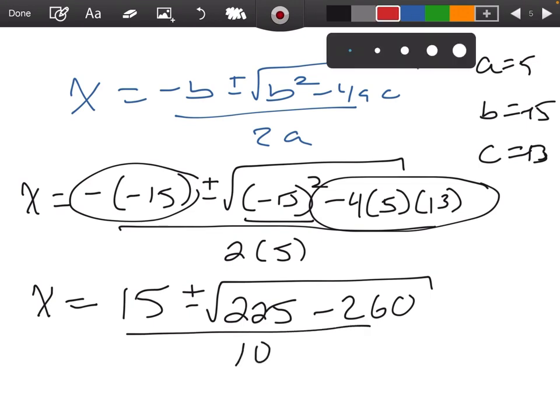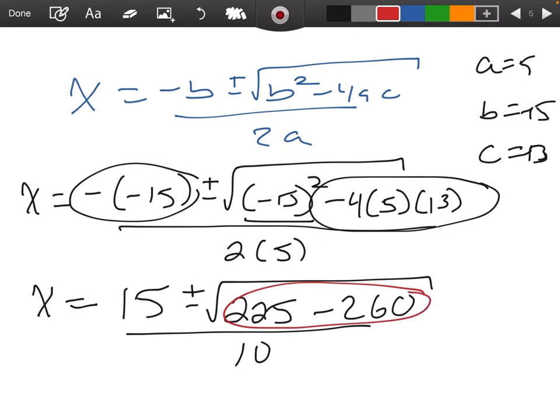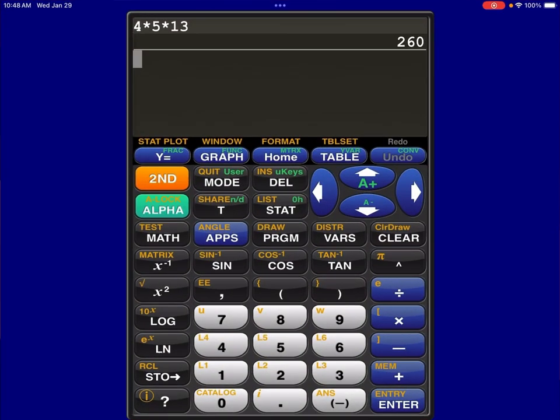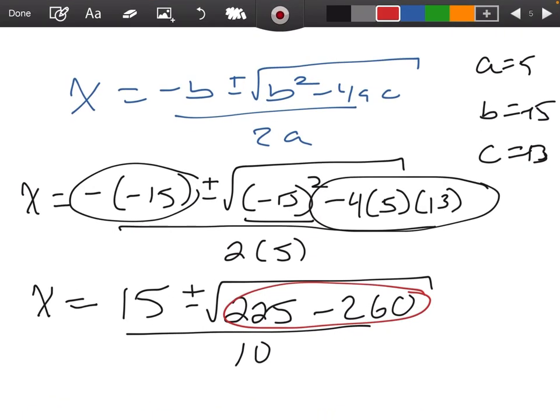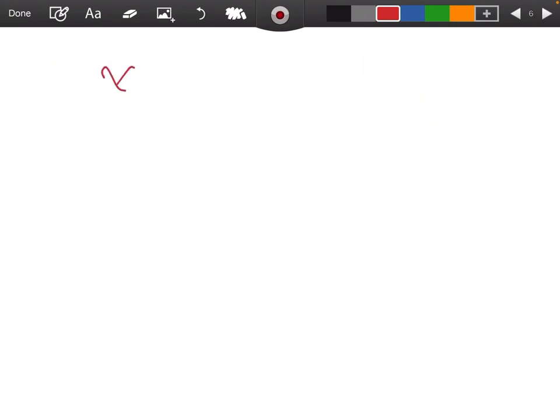I'm going to go ahead and simplify this part right here. So 225 minus 260 is negative 35. Okay? So let's come back here. x equals 15 plus or minus the square root of negative 35, all over 10. I believe that's what we had.